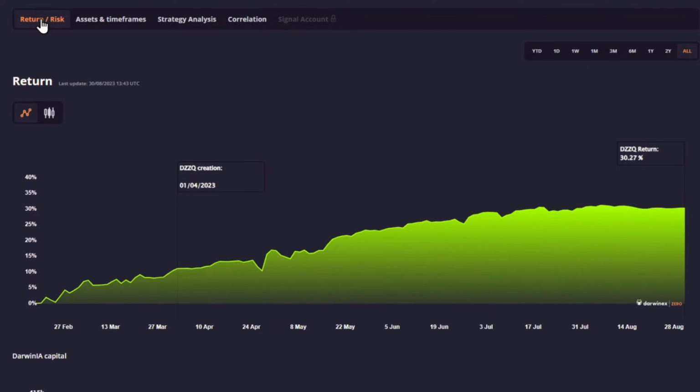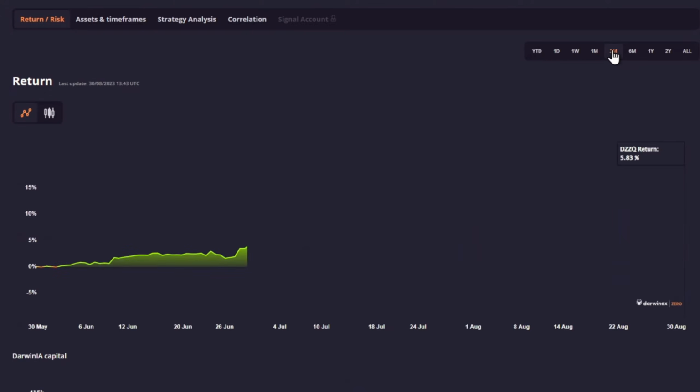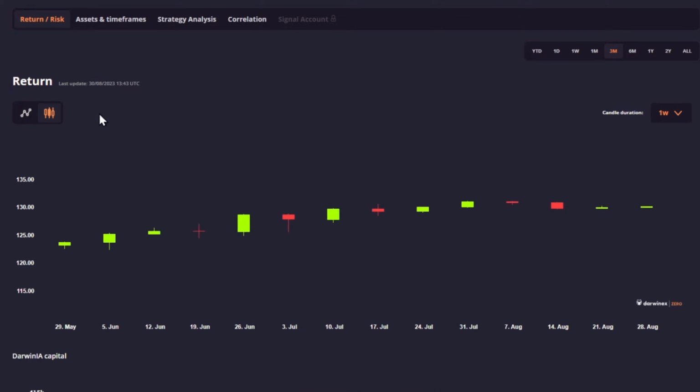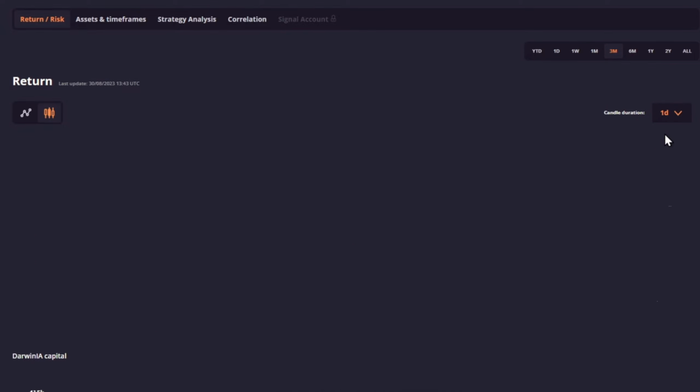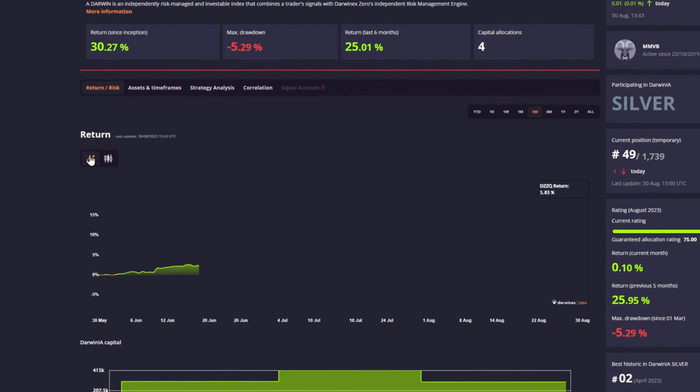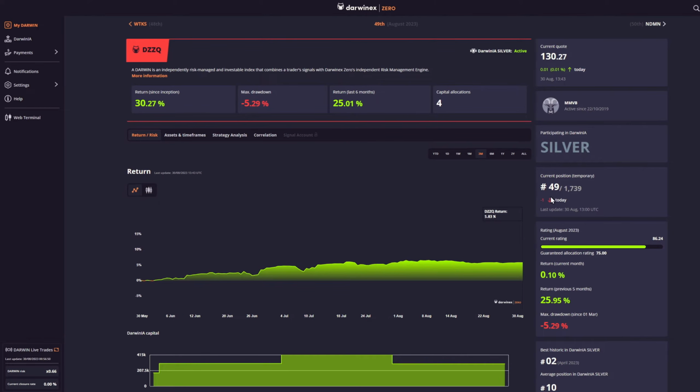At the top of the page, we see the return chart, giving a visual indication of the return and drawdown characteristics of the Darwin. You can select the range that you want to view, and also choose whether you want to view it as a line chart or as candles. With candles, you have the additional choice of the candle duration. This chart, of course, will be of great importance to investors who will be looking for good growth but with well-managed risk indicated by small drawdowns.